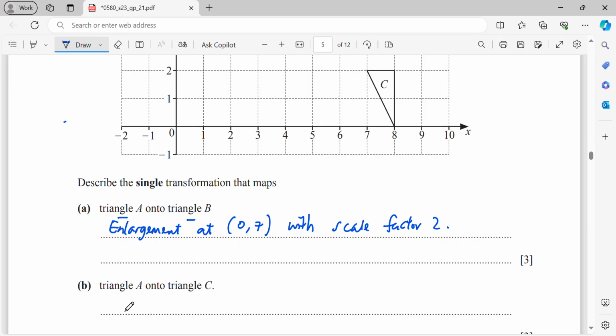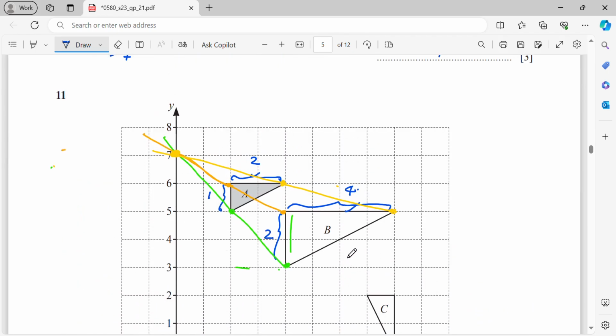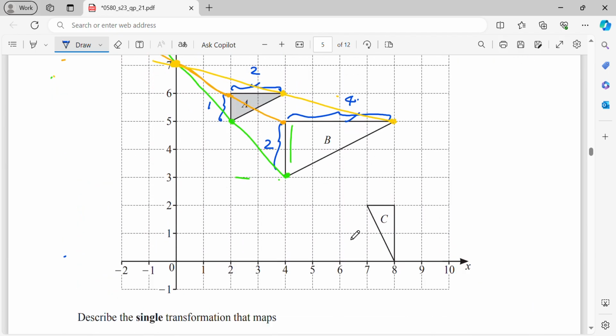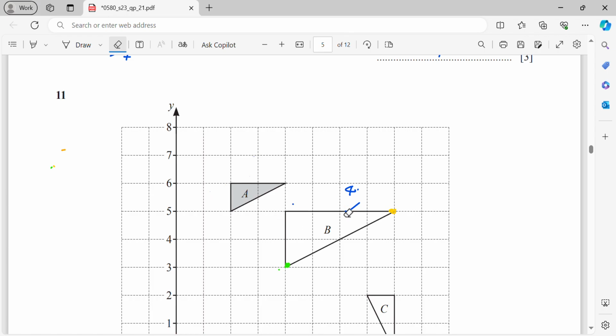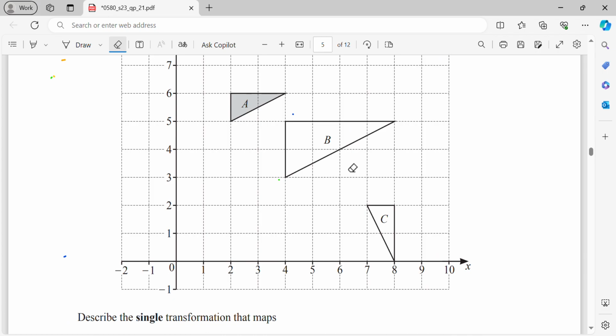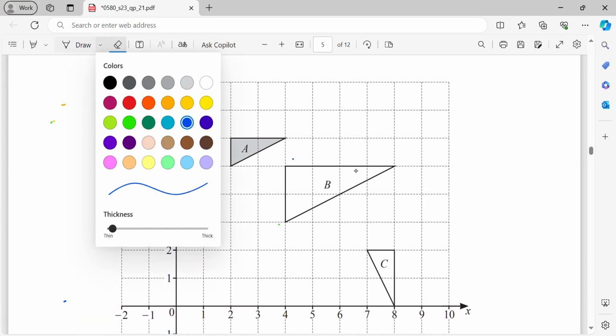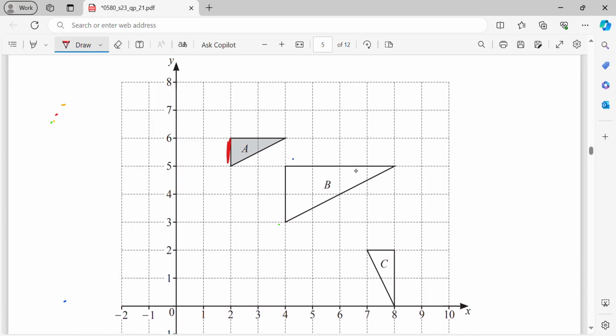Now for parts B, triangle A onto C. Okay, so A onto C. Now let's check. Here I will erase the previous working. Otherwise, it will be quite messy. Okay, so from A to C, obviously this is rotation because the vertical distance here or the vertical side here becomes horizontal. Okay, that is rotation. But for rotation, we need to find out where is the center of rotation and how many degrees.